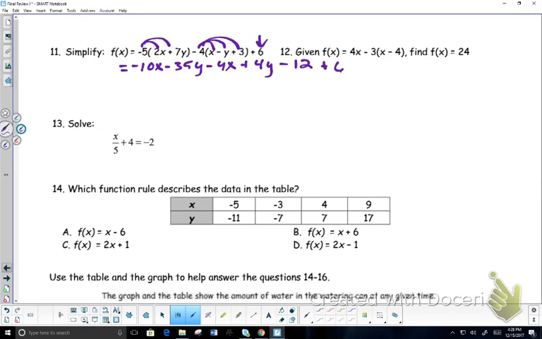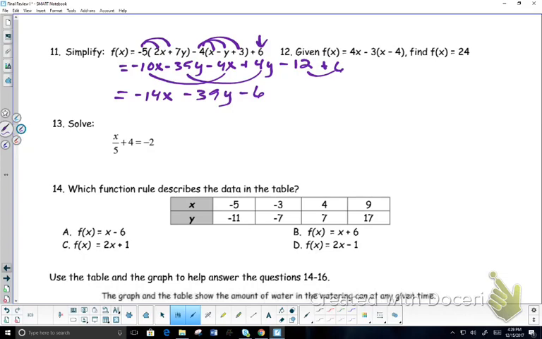Okay? Now I'm looking for all the things that are the same. Here's an x and here's an x. So let's see, I got negative 14x. These are just combining like terms. Here's a y and here's a y, so I got minus 39y. And then here's my constants, which is going to be negative 6. And that's it. You're done.